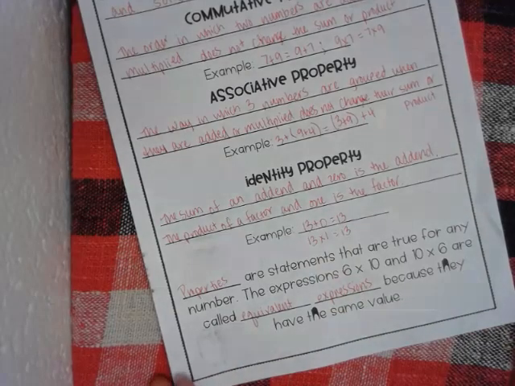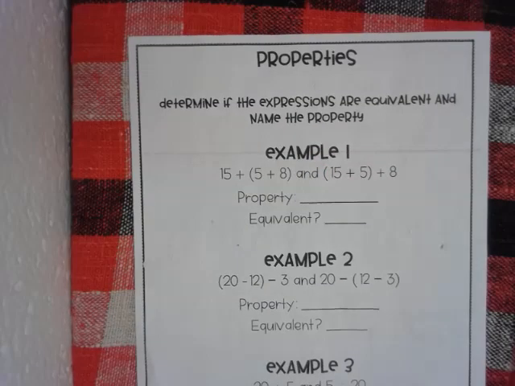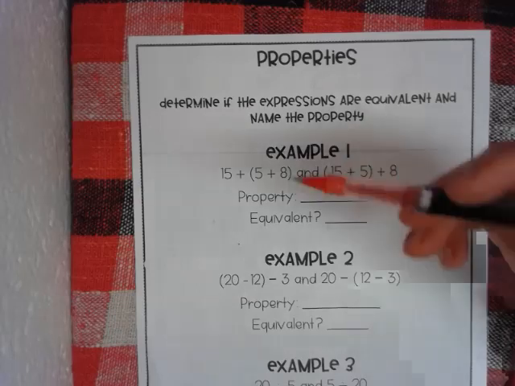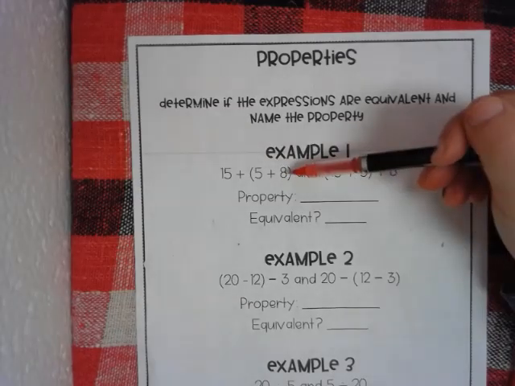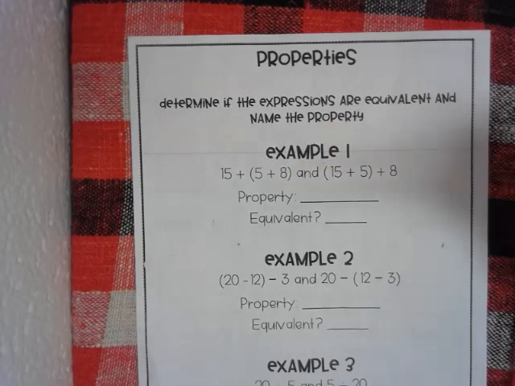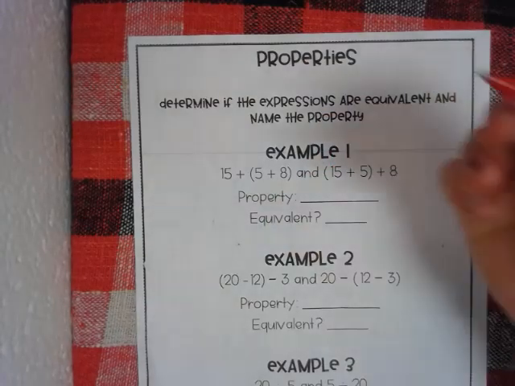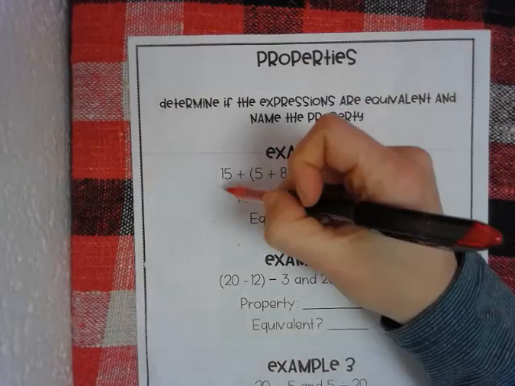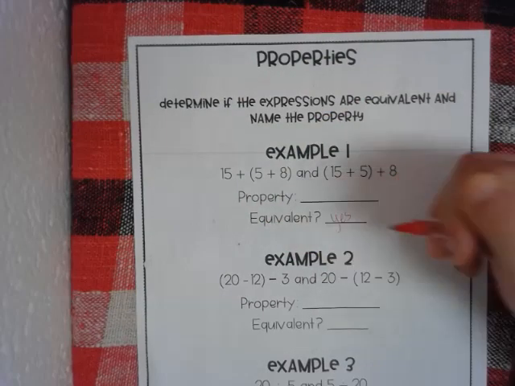Alright, let's turn it over and look at some of these examples. So now we have to determine if the expressions are equivalent, and then if they are, we have to name the property. So we have 15 plus 5 plus 8, and in parentheses 15 plus 5 plus 8. Are they equivalent? So 5 plus 8, that's 13. 13 plus 15, that would be 28. Now we're going to look at 15 plus 5, that is 20. 20 plus 8, that is also 28. So yes, they are equivalent, and that property is the associative property.